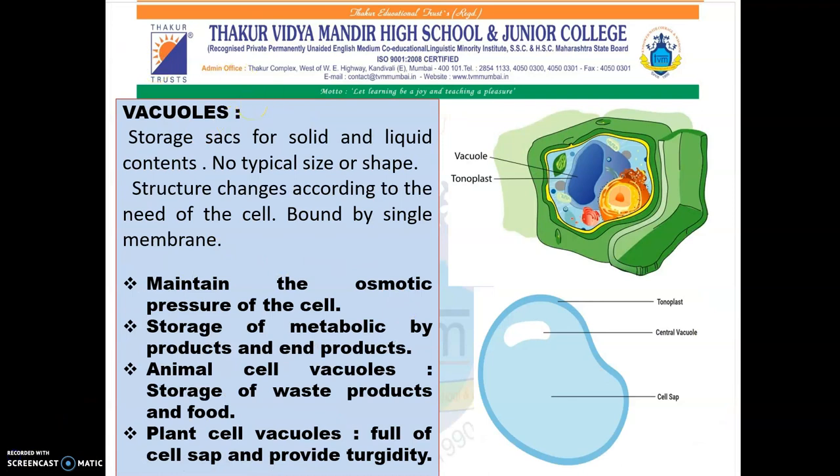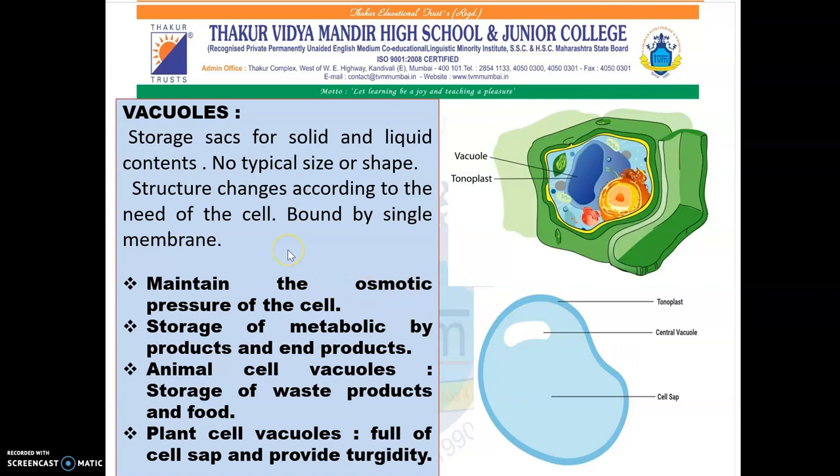Vacuoles. Vacuoles are the storage sacs for the solid or liquid contents. They don't have any typical shape or size. The structure of the vacuole changes according to the need of the cell. Vacuole is bound by the single membrane, as shown over here. This blue portion shows the vacuole inside this cell, and this is the structure of vacuole.